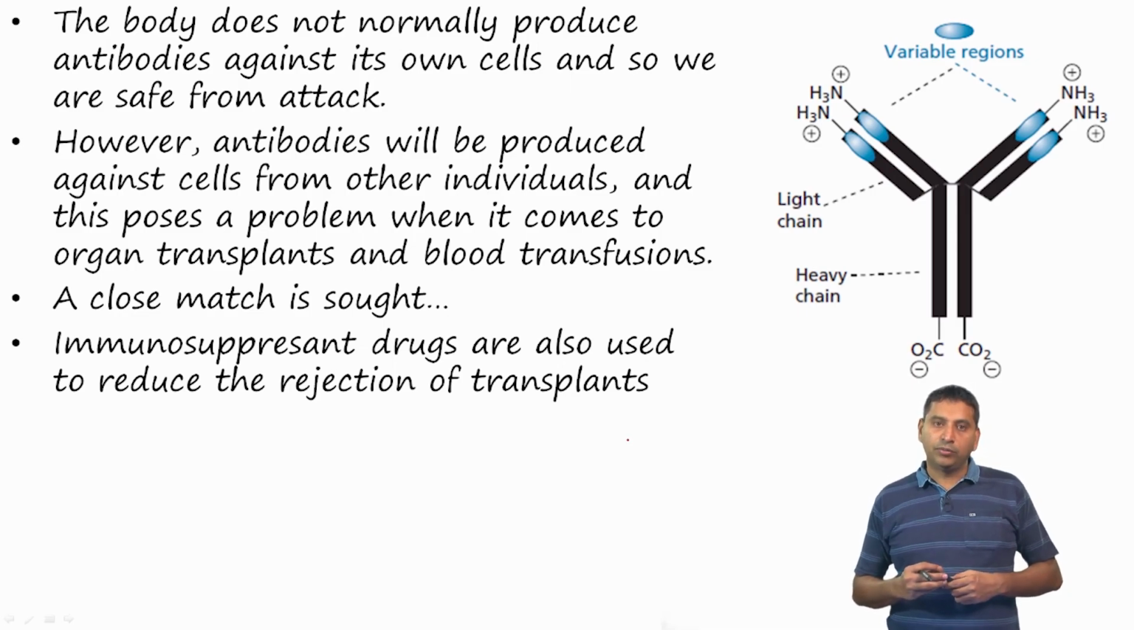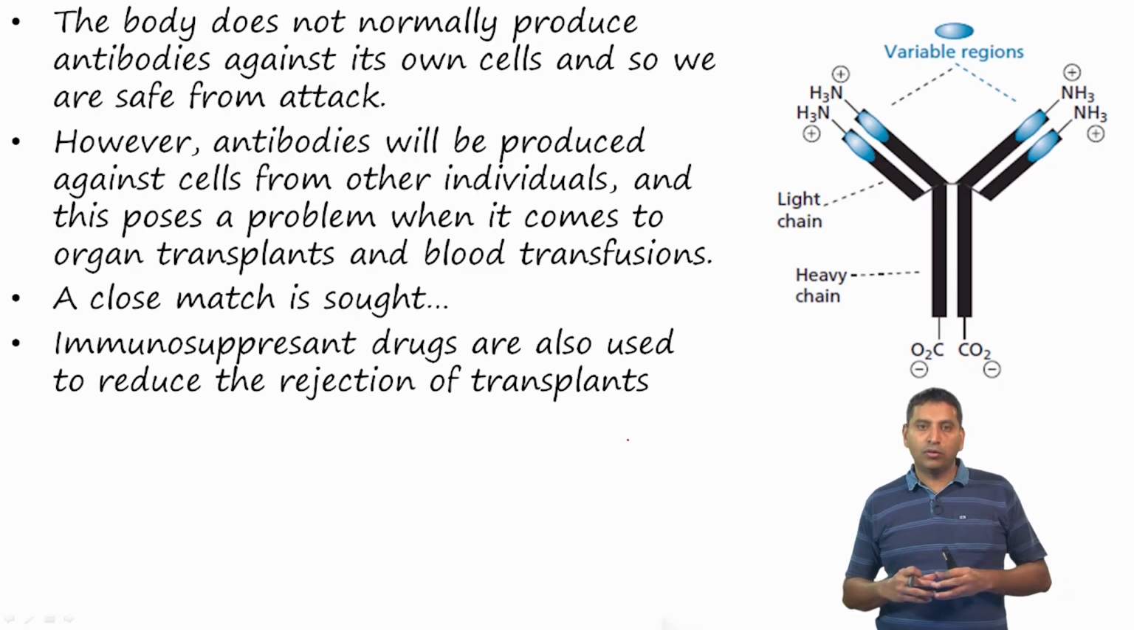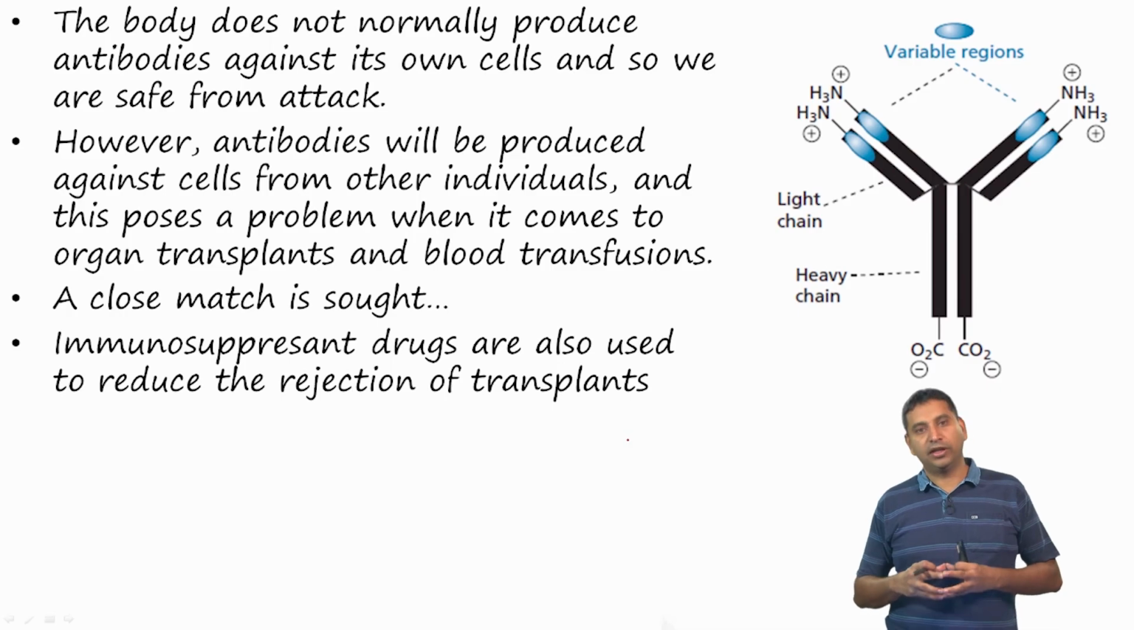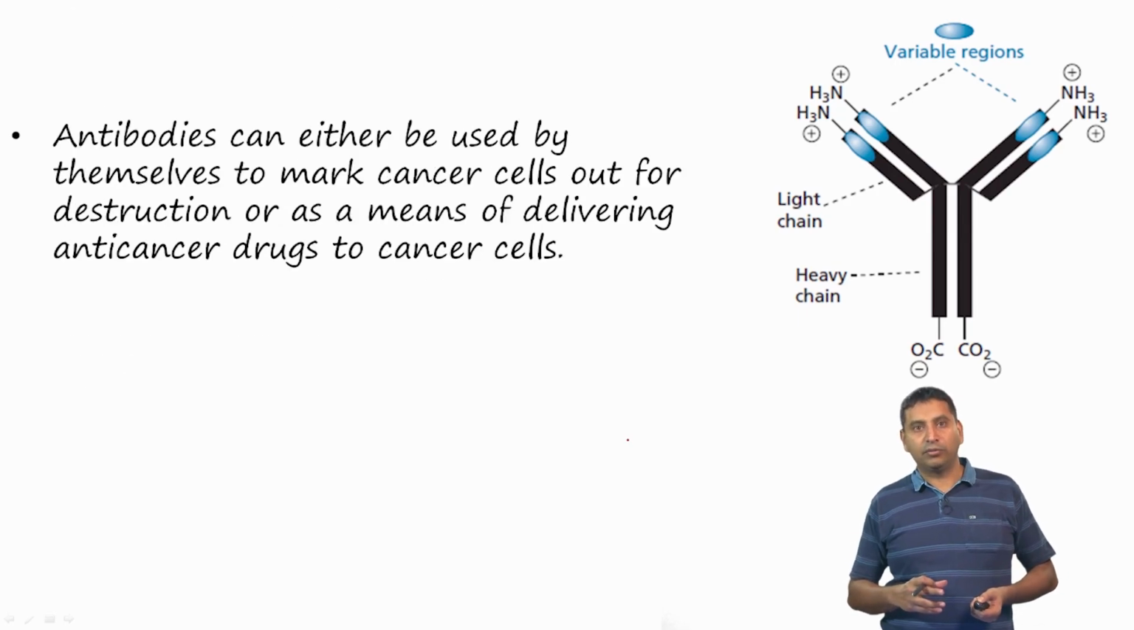Now, there are also cases where people have organ transplants, where an organ from one individual is transplanted to another individual. Since the receiver of this transplant is going to recognize this new organ as something that is different from itself, there could be rejection of the transplant. One way to address this problem is to use a close match, which is genetically very close, so that the recognition is not a major problem. However, immunosuppressant drugs are also used, and these reduce the rates of rejection of transplants.